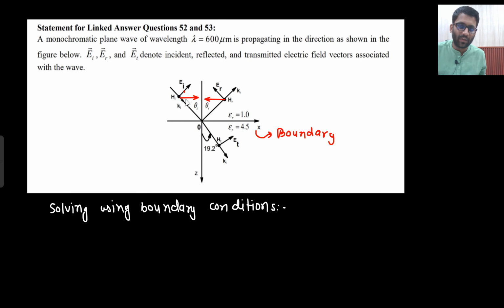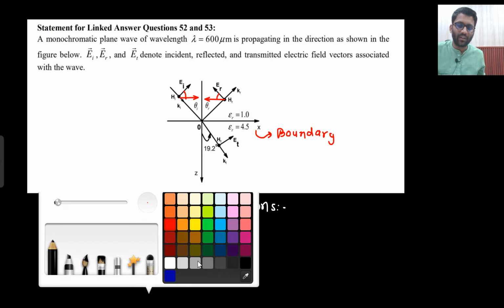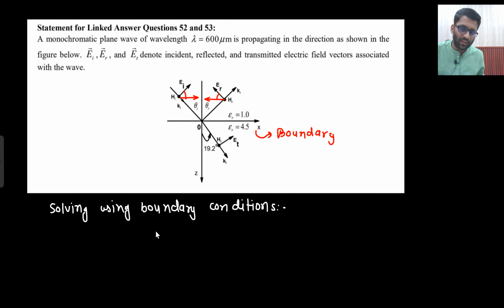So the angle would be 45 degrees. This angle will also be 45 degrees. So can I write it in this manner: EIO cos 45, that is 1 by under root 2, minus ERO, because the directions are opposite, minus ERO divided by under root 2. And what will be the component of the transmitted one? This will be the component of the transmitted one, right?